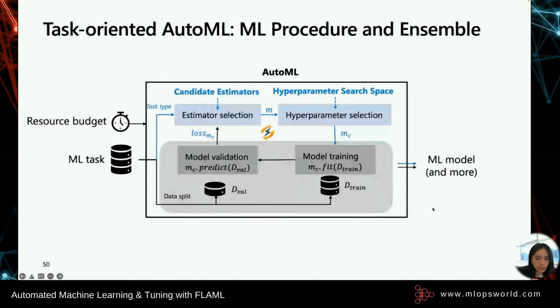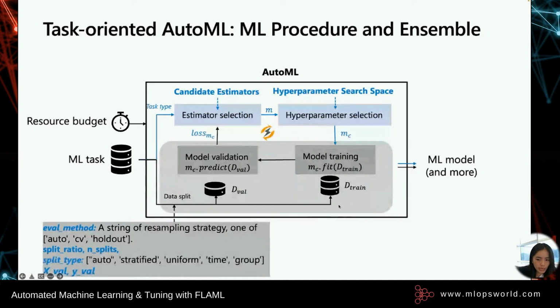Another major place you may do customization is the machine learning procedure and ensemble. First, you may want to customize how to transform and organize the data for model training and model validation. For example, do you want to use holdout or cross validation? What is the split ratio and the split type? You can even provide an additional dataset dedicated for model validation via X_val and y_val. If this additional validation dataset is provided, we won't do the data splitting in our AutoML process.